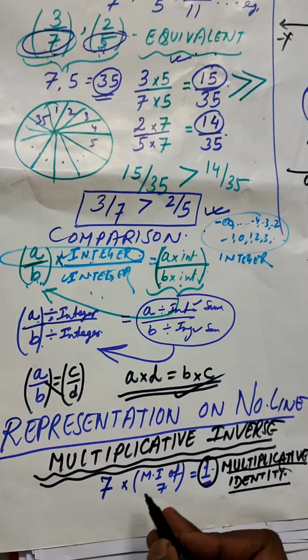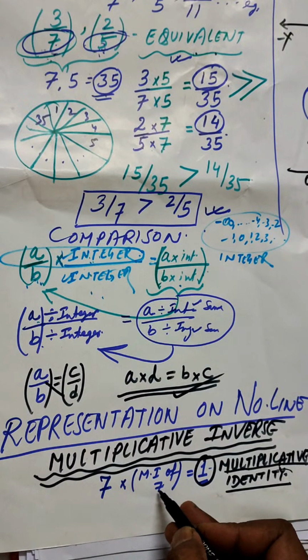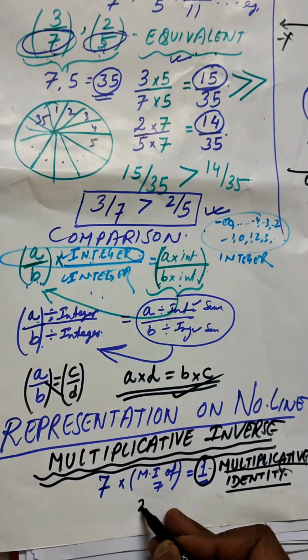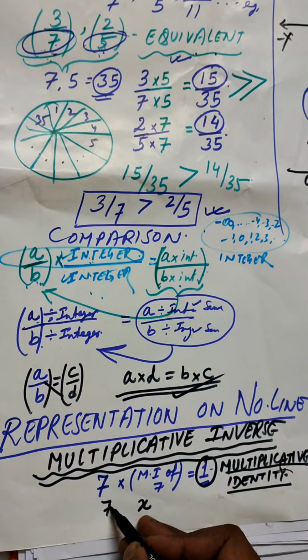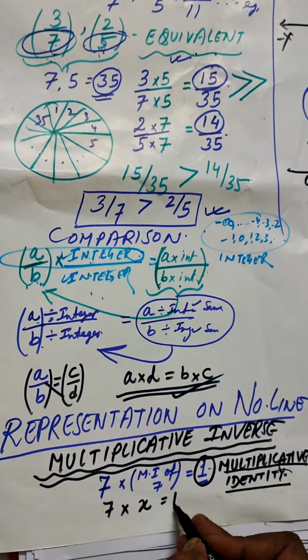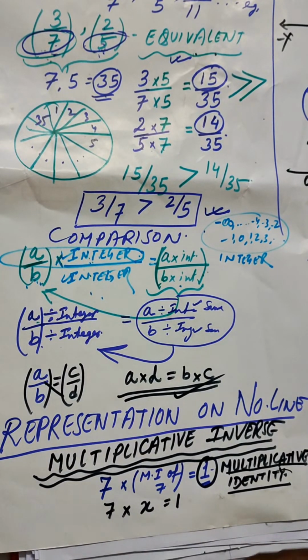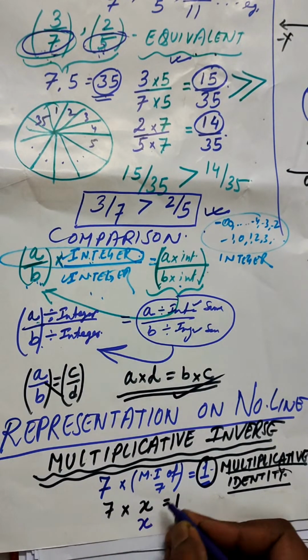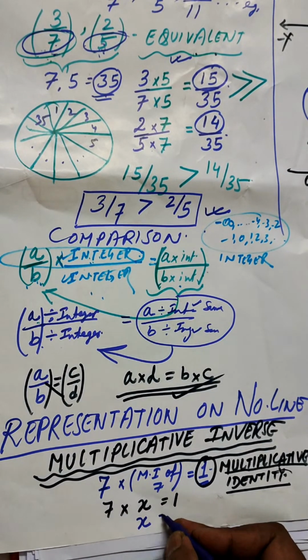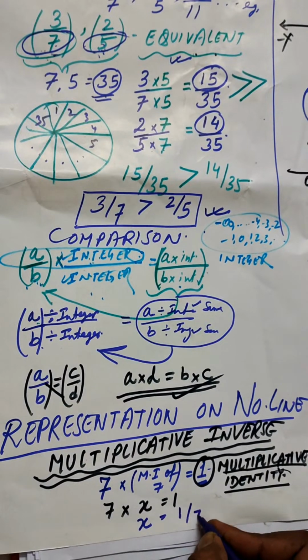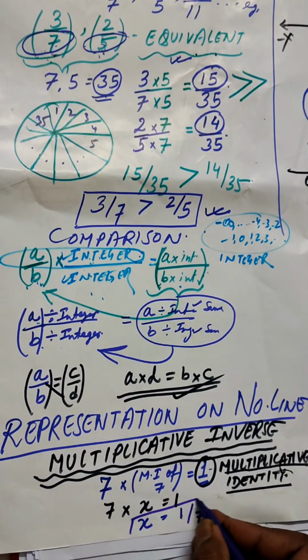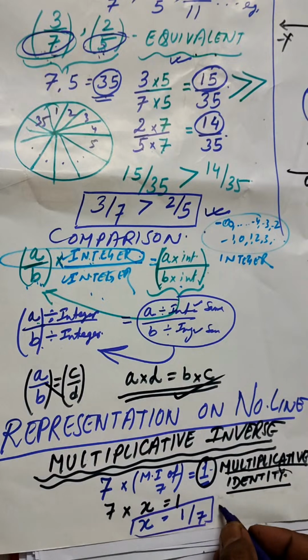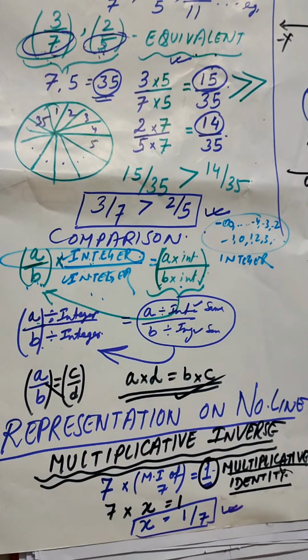Okay. So to find the multiplicative inverse of 7, let us assume this number as x. Then 7 multiplied by x will be equal to 1, and the value of x, that is the multiplicative inverse which we have assumed, is equal to 1 by 7. So 1 by 7 is the multiplicative inverse of this number 7, right?